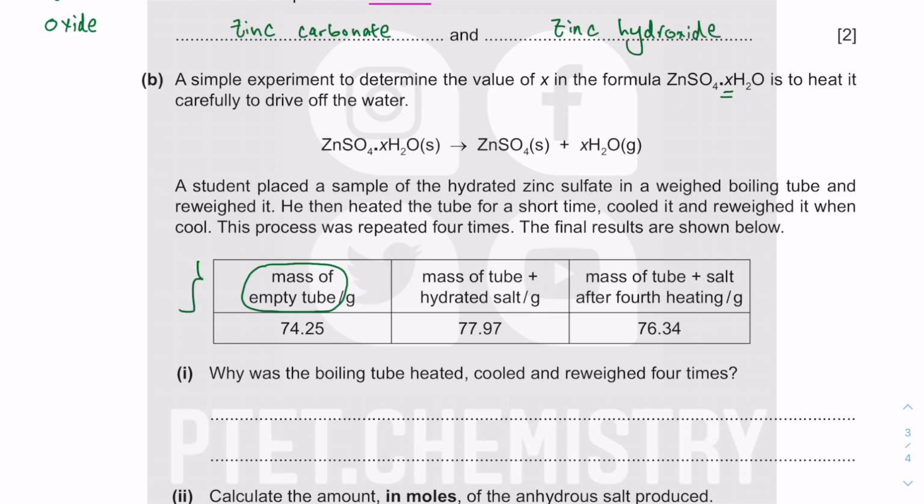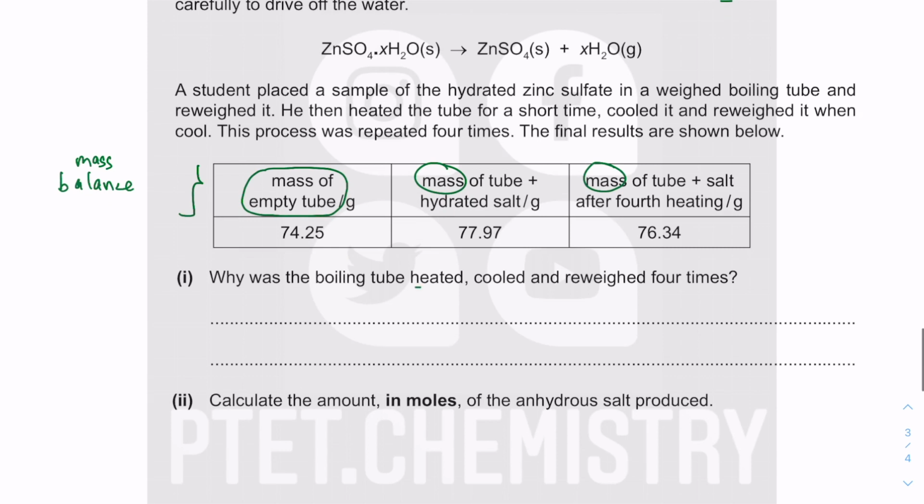All of these are masses, so you need a balance. We call it a mass balance. A mass balance basically records masses. These mass balances record up to 2 decimal places, so they are fairly accurate. And they're asking you, why was the boiling tube heated, let cool, and then reweighed again 4 times?